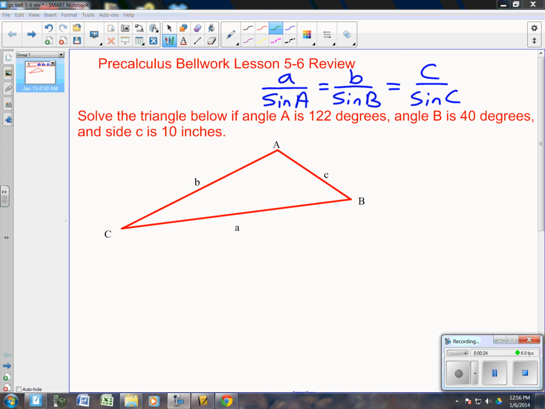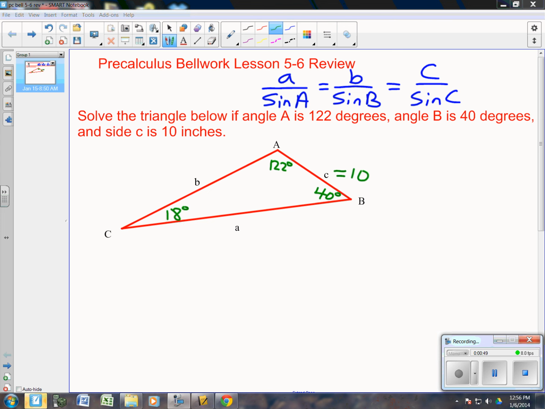First of all, I know that this angle up here is 122 degrees. I know that this angle is 40 degrees. And I know that this side is 10, right? Now, you guys, if you know two angles of a triangle, do you know the third angle? Yeah. What is the third angle? 18 degrees. Okay, carefully watch this, you guys. Some of you didn't get this.